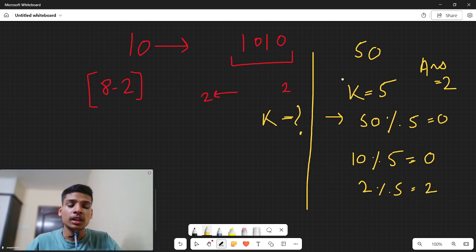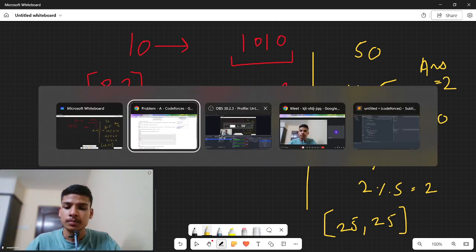But what are those two powers which give me 50? They are 25 and 25. Hope this is clear too. This is the same thing we do for powers of 2, just replace 2 with k. So I will show the code.